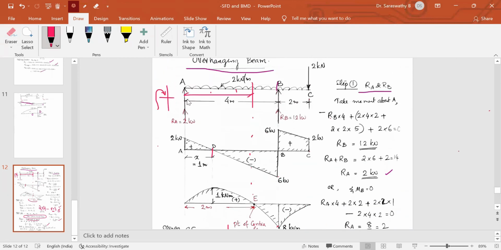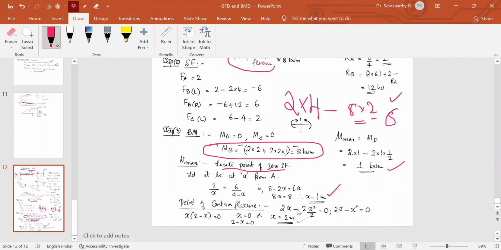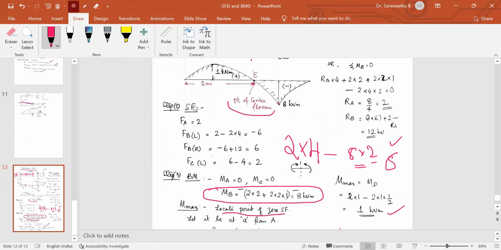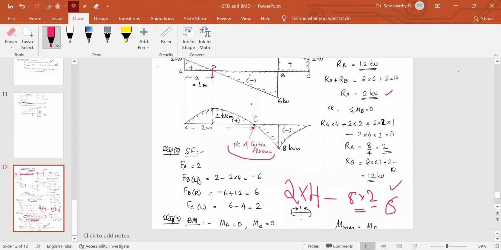So at a distance x from A, what is the moment? RA into x clockwise, minus this much load 2 into x acting at x by 2. So I have written RA into x minus 2 into x by 2, so 2x square by 2, is equal to 0. So we get 2x minus x square is equal to 0. Taking x outside, x into 2 minus x is equal to 0. So either x is equal to 0, that is one point, and the next is x is equal to 2 meter. So at a distance of 2 meter from here, the bending moment becomes 0.